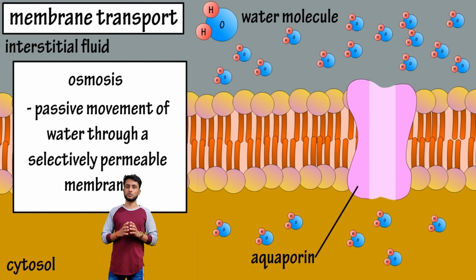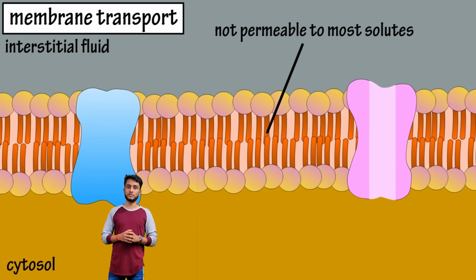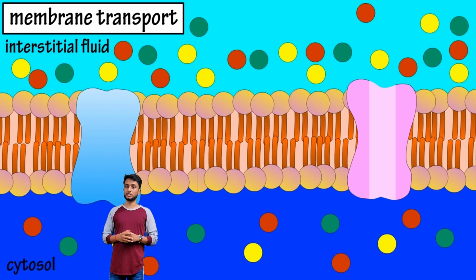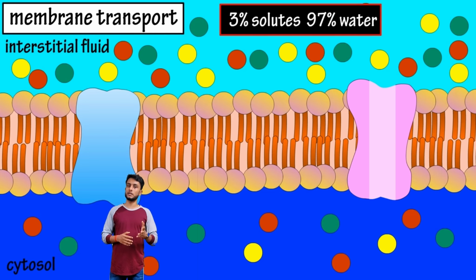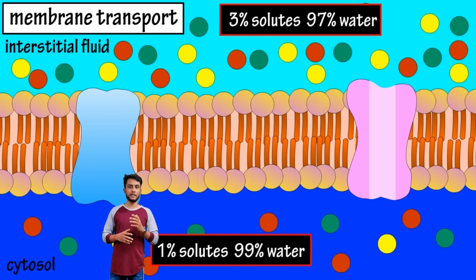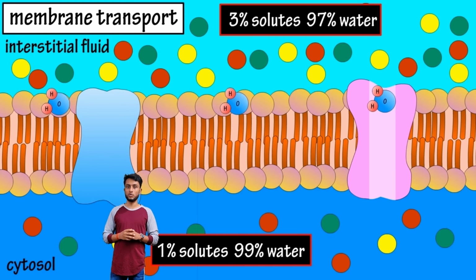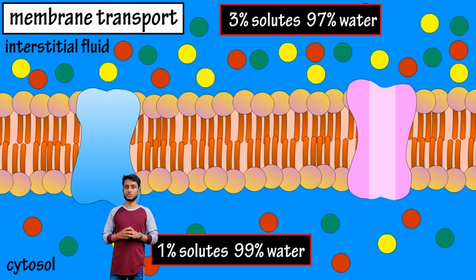known as aquaporin. You all know that the plasma membrane is not permeable to most solutes. That is why it is known as a semi-permeable membrane. Now let's take an example in which the interstitial fluid has more solutes than the cytosolic side. One side has 3% solute and 97% water, while the cytosol has 1% solute and 99% water. It means that more water is present in the cytosolic phase. So the water molecules will move down their concentration gradient from the 99% higher concentration to the 97% lower concentration to achieve equilibrium through the plasma membrane.